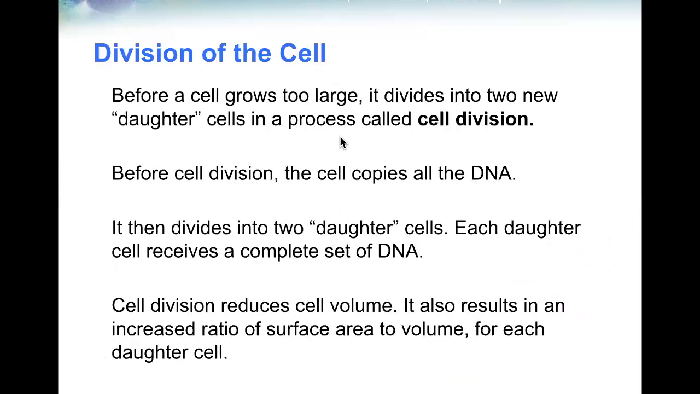Before a cell grows too large, it divides into two daughter cells in a process called cell division. Before cell division, the cell copies all the DNA. It then divides into two daughter cells. Each daughter cell receives a complete set of DNA. Cell division reduces cell volume. It also results in an increased ratio of surface area to volume for each daughter cell.